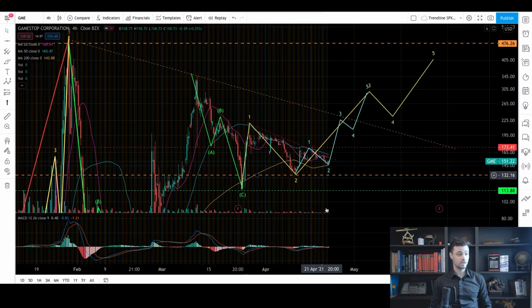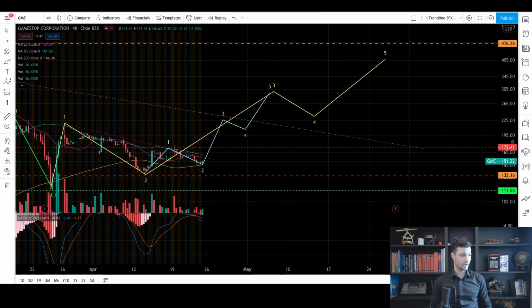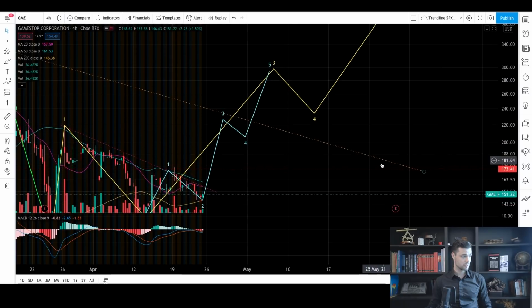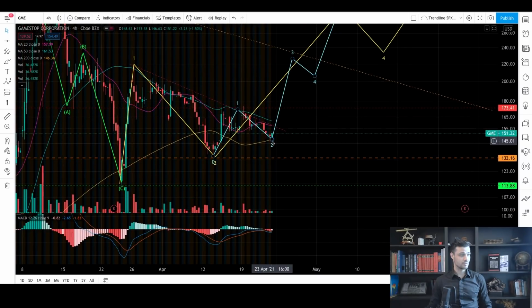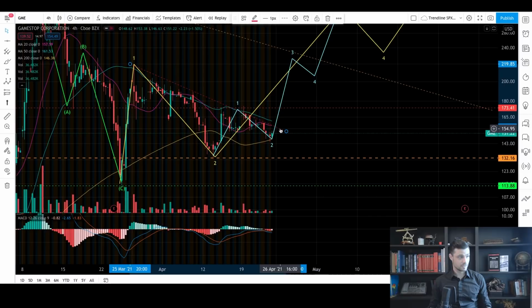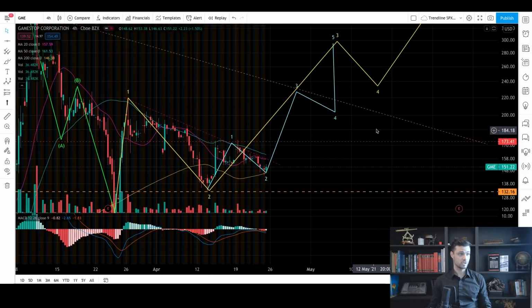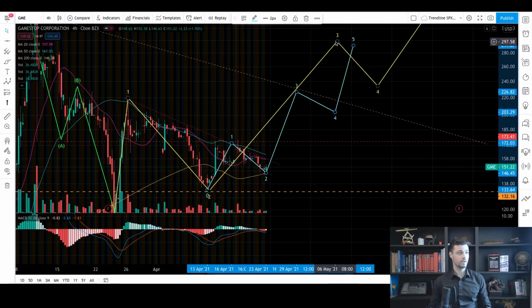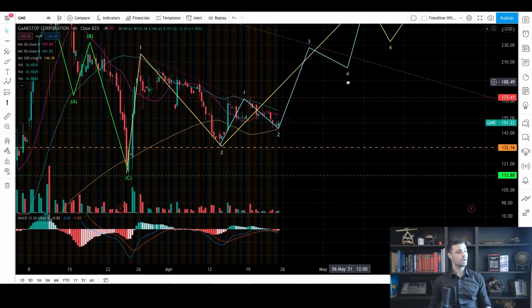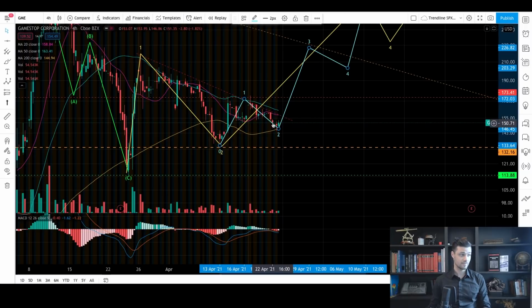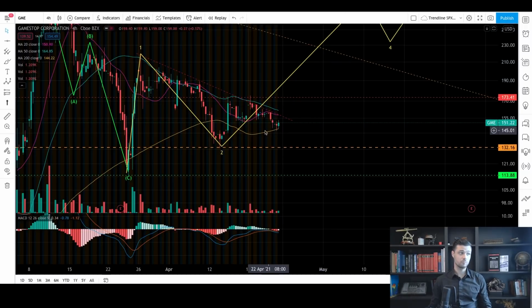And for now, we are supported by the 200 period moving average, which is good news. The question is, are we going to break this trend line on the upside and make a third wave, which is definitely a very likely scenario? Or are we going to simply correct deeper and make a new low below here? If we do that, this moving average here would help us a lot.